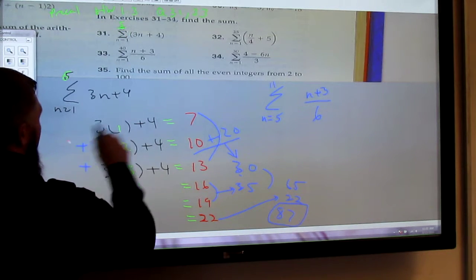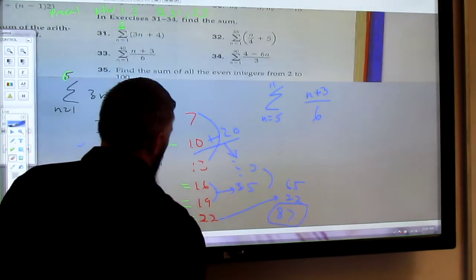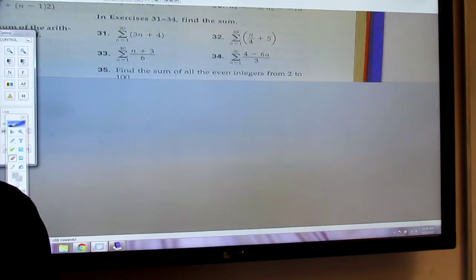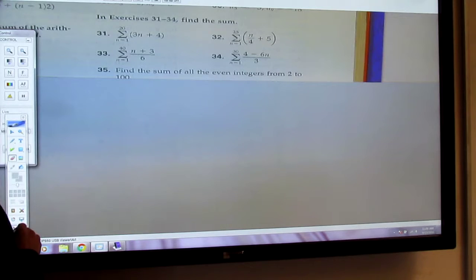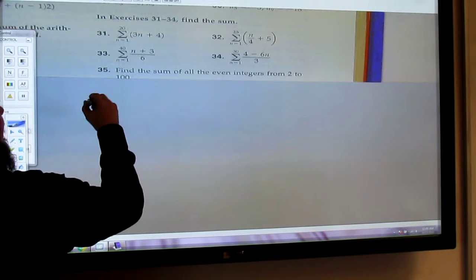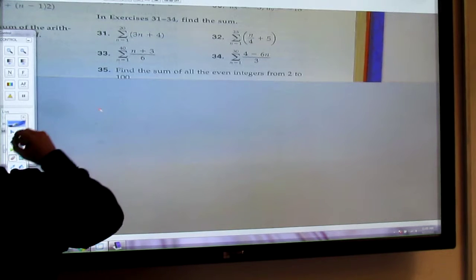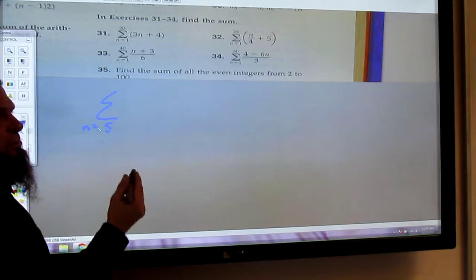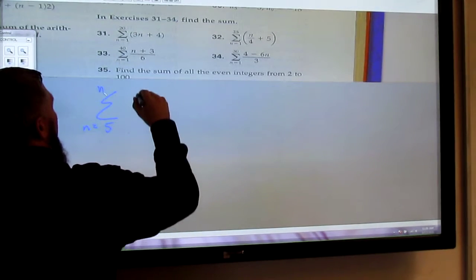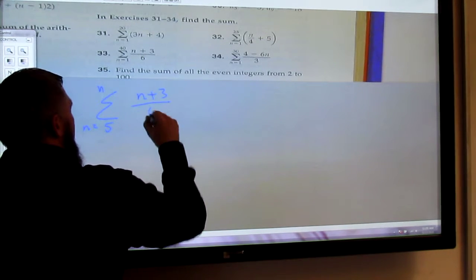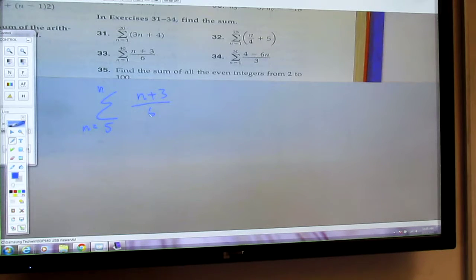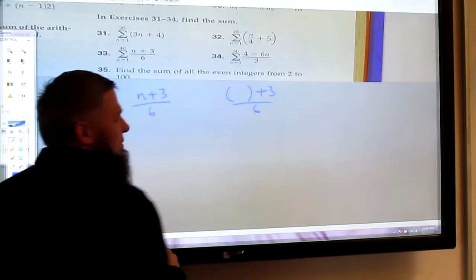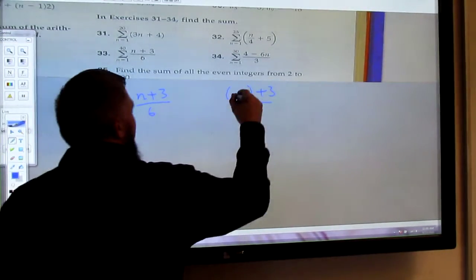So I'm going to erase all this. How about I just do this? Boom, boom, and then I start all over. You still got it all written down. Okay? And I go summation from 5 to 11, and that's n plus 3 over 6. And so I just need to make my pattern. So I have n plus 3 over 6, right? And I'm first plugging in a 5.